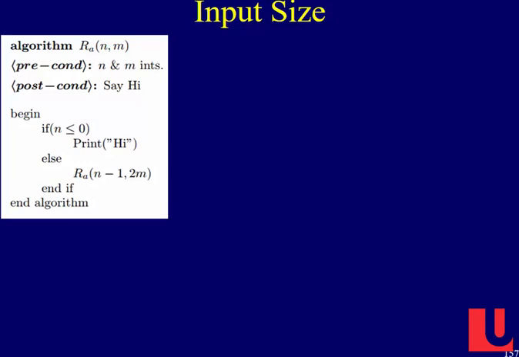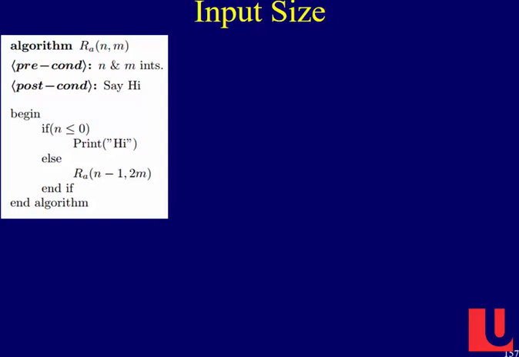So how many people think this program halts? How many people think it doesn't halt? How many people have no idea? Exactly. All right. So what do we need? We need a measure of progress, a measure of size. And since our input's an n and an m, it can be any function of n and m. So clearly we don't want it to be m, because m gets bigger. So let's have our measure of progress be n.